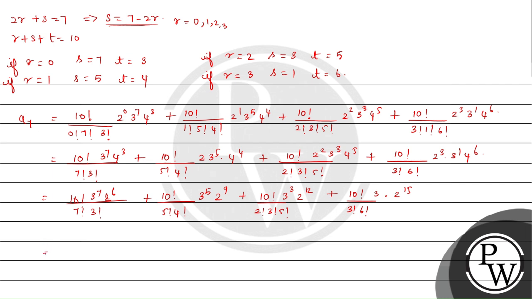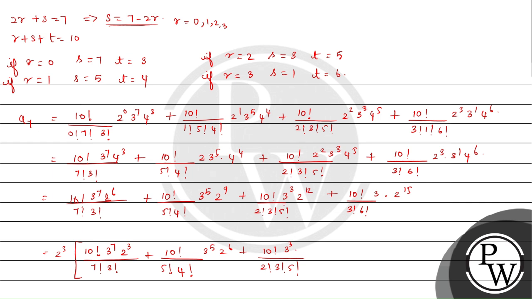Now let us take 2 cube common here. Then we will have 10 factorial, 3 power 7, 2 power 3 divided by 7 factorial, 3 factorial, plus 10 factorial divided by 5 factorial into 4 factorial, 3 power 5, 2 power 6, plus 10 factorial divided by 2 factorial, 3 factorial, 5 factorial, 3 cube into 2 power 12.